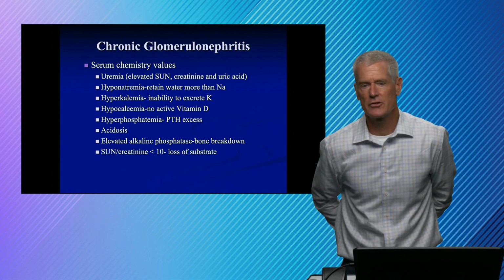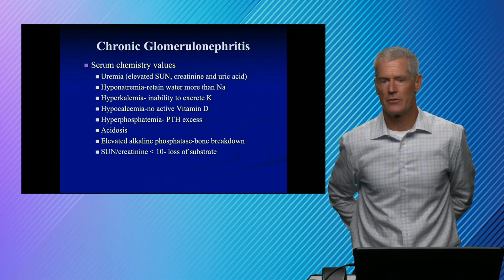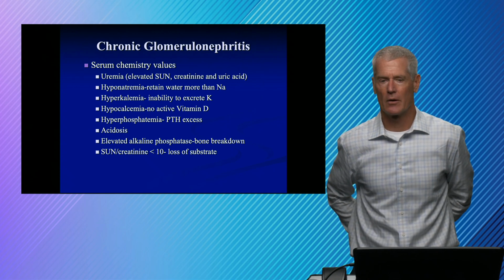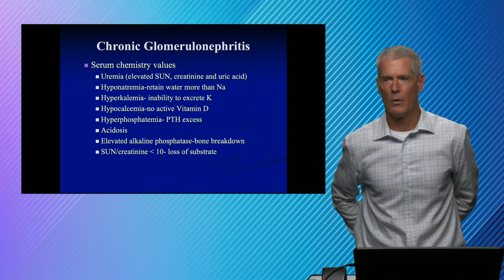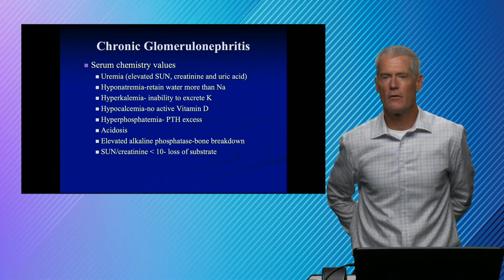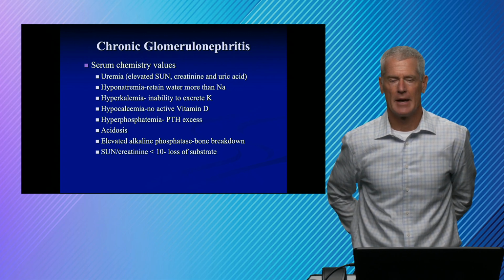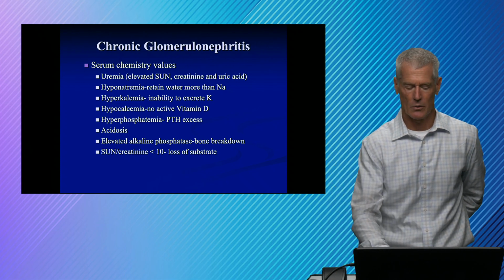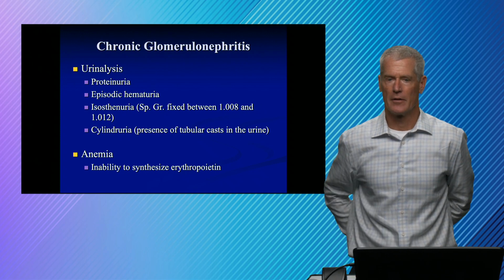In this case, your SUN to creatinine ratio is typically less than 10. And so, again, why does that happen? If both creatinine and urea are elevated, how does your SUN to creatinine ratio go low? That's because over the course of years, you've been losing urea, and your substrate is essentially gone, so your SUN to creatinine ratio is less than 10 in the cases of chronic glomerulonephritis.